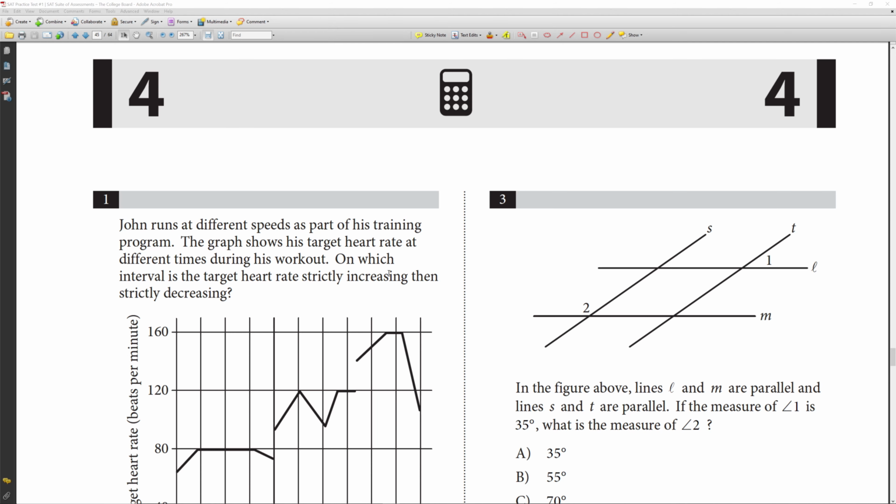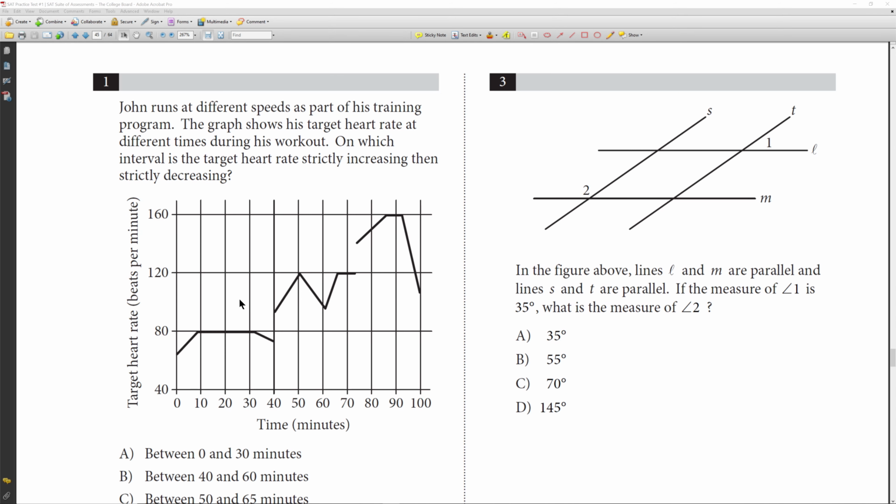Section 4 math with a calculator. So let's start. Question 1, there just seems to be a graph. On which interval is the target rate strictly increasing and then strictly decreasing? This one should take about 20 seconds to do. Strictly increasing, then strictly decreasing. There's no flat area, so this is where it happens.